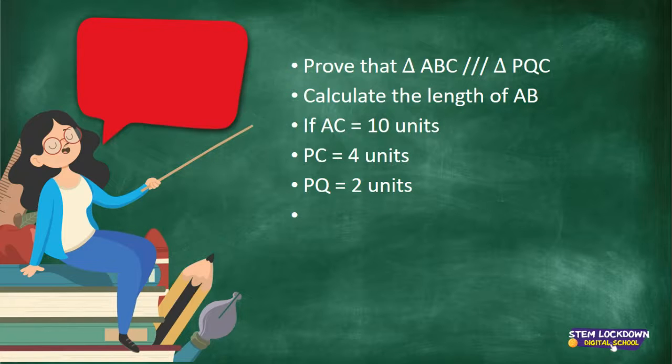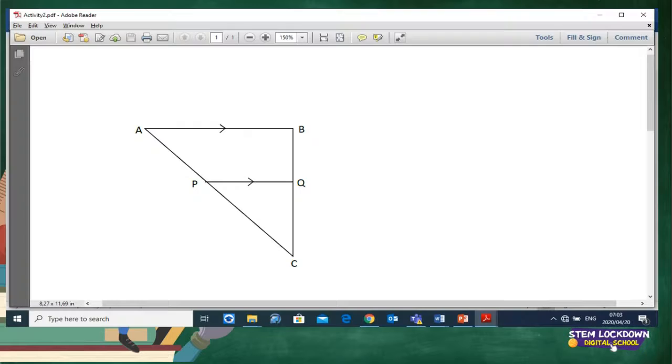If AC is given as 10 units and PC is given as 4 units and PQ as 2 units. So basically we are given 3 sides. We are given AC, PC, and PQ. And we are told that we must find the length of AB. So you need to understand the length AB from this particular activity. That is the base of triangle ABC. If you were to rotate it 180 degrees clockwise, you'll see that the side AB will be the base of your triangle, and that is the side that we need to find.